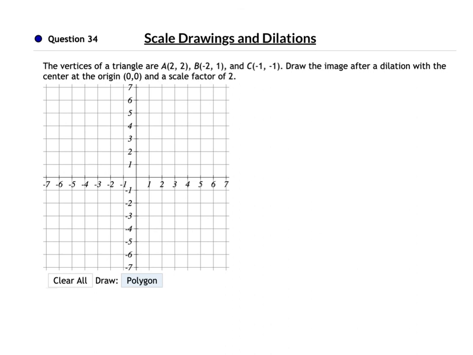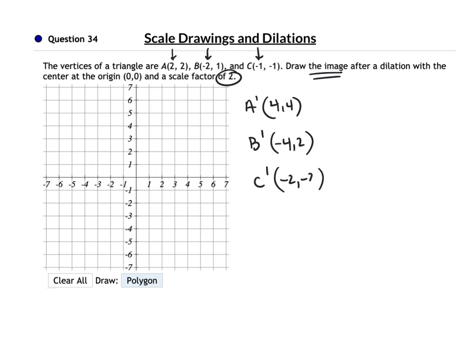This is really the same as the last question. It's just they didn't give you a figure to use. They gave you the points. But the scale factor is 2 again. That means we're going to take the original points and double them to draw the image. Remember the original shape's called the pre-image. A prime, double A, it will be (4, 4). B prime multiplied by 2 will be (-4, 2). And C prime will be (-2, -2). All we're doing in question 34 is drawing the image, and that is the image.